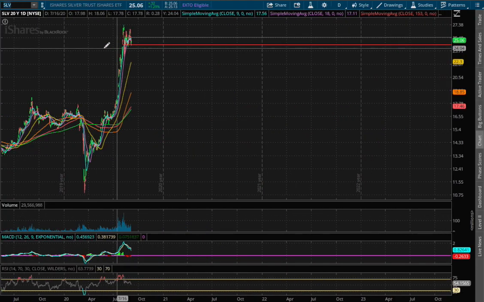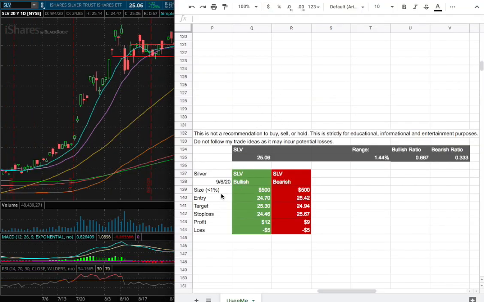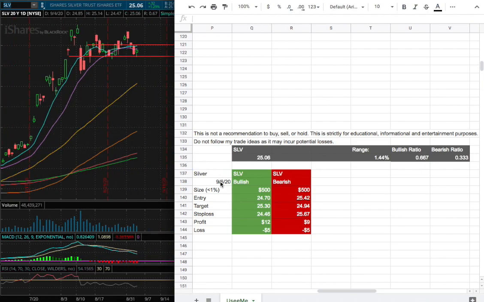So for the trade idea of the week, I'll be trading SLV. My position will be less than 1% of my portfolio. My entry on a long position will be at $24.70, which is this range right there, very close to where we encountered previous support levels. And my sell target will be $25.30, and my stop loss will be $24.46.